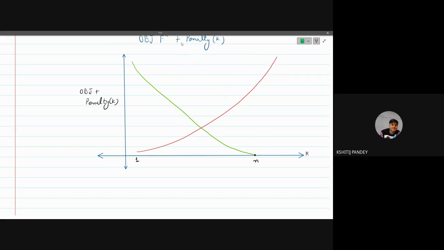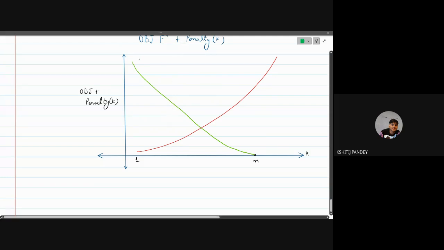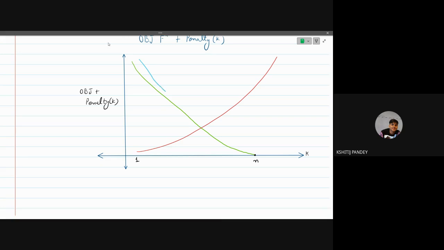Now the sum of the graph, which is objective function plus penalty of k, will be somewhat like this. This will be the graph of objective function plus penalty of k. So this value of k is the best value of k, because it is balancing between the value of objective function and penalty. This is your k star.